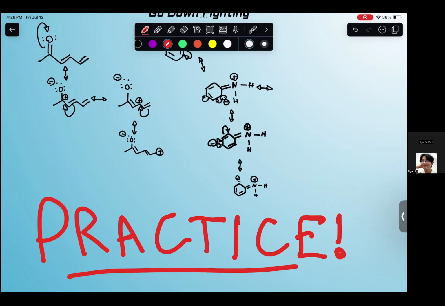Take these structures, find some structures on the internet, quiz your friends, just do them over and over again. Make sure that you account for your charges. And with practice, eventually the resonance will tend to click together. The most important thing also is that you're able to achieve accuracy, but also speed too. You only have 50 minutes to do the exam as of the time of recording this.